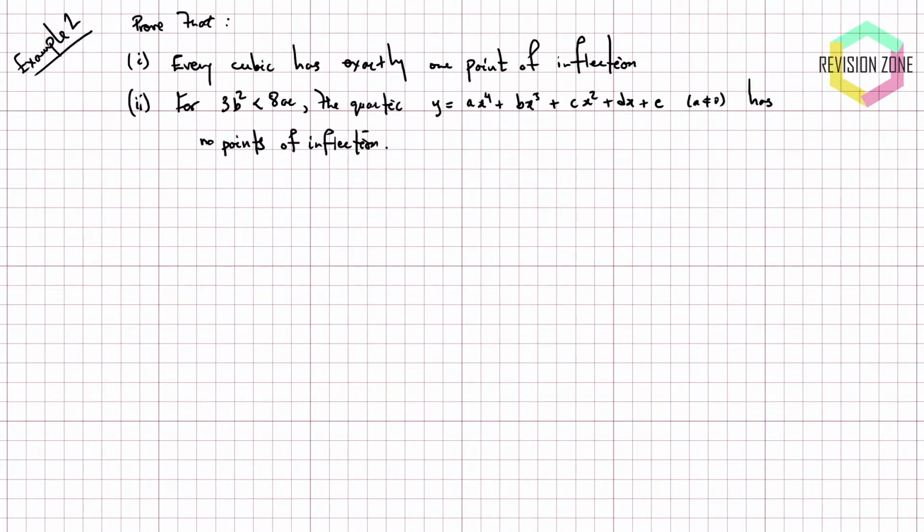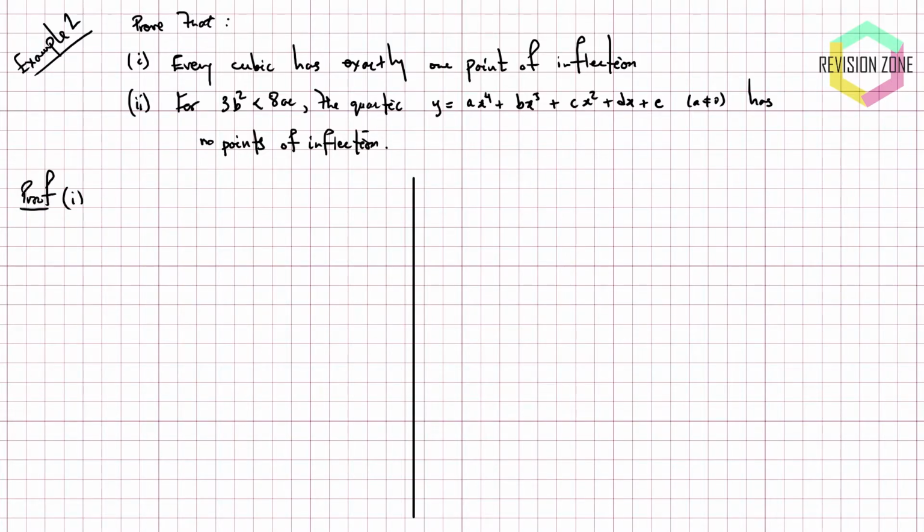Problem 2 requires us to prove a couple of statements. The first statement says that we have to prove that every cubic must have exactly one point of inflection, right? And interestingly, statement 2 looks at quartics. We have to prove that every quartic that satisfies this condition is never going to have a single point of inflection, right? So let's look at the proof of statement 1.